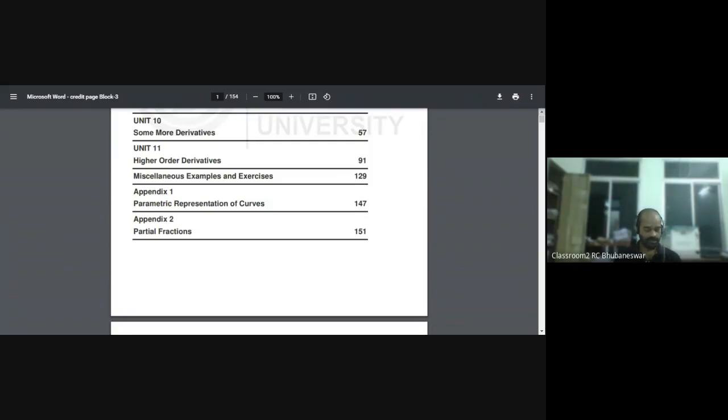And finally, this idea will be adopted to discuss about the parametric representation of curves and partial fractions. So now, let us begin with the discussion of the definition of derivative.